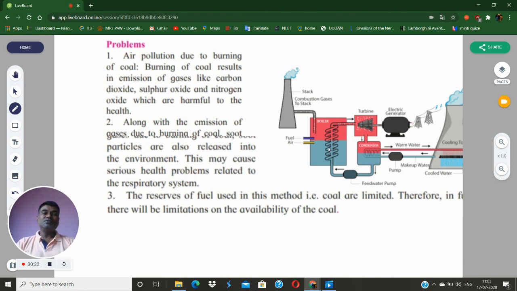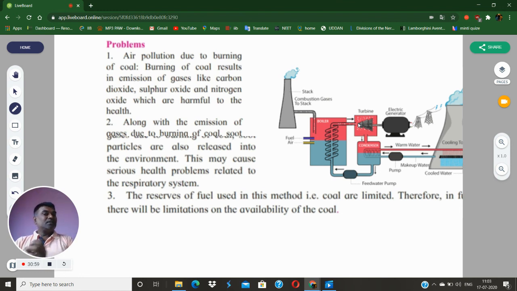Which problems? One is air pollution due to the burning of coal. There are unwanted, unnecessary gases, the emission gases. One is carbon dioxide. It is a cause of global warming. The temperature rise happening today, what is its cause, child? CO2, carbon monoxide and carbon dioxide. As well as sulfur dioxide, it causes acid rainfall, and nitrogen oxides can also cause acid rainfall. And it is harmful to our health.